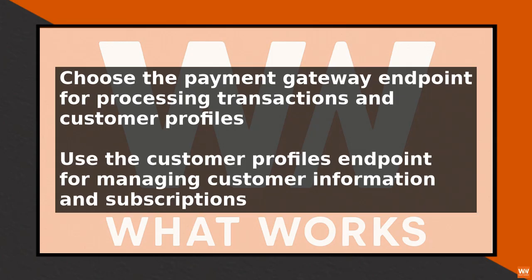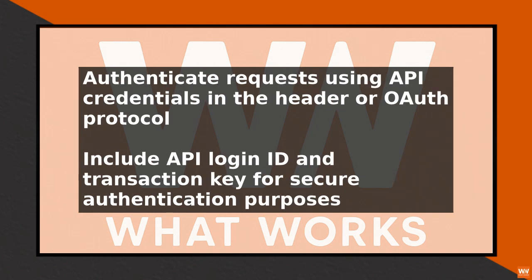When making API calls, it is essential to handle errors and exceptions properly. You can do this by checking the response code and response message of each API call. If an error occurs, you can use the error code and error message to troubleshoot the issue.